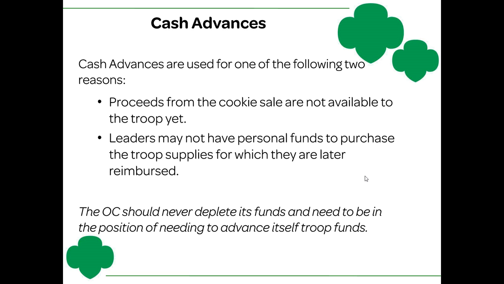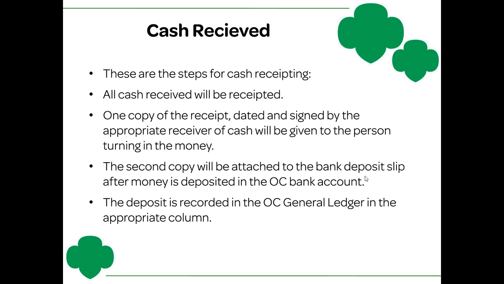You have cash advances. They're used for the following two reasons: proceeds from cookie sales are not available to the troop yet, or leaders may not have personal funds to purchase their troop supplies, for which they are later reimbursed. Now, it's very important: the overseas committee should never deplete its funds. In other words, you're not giving all your money out until you're done. It needs to be in the position of making advances, and it never needs to be in a position of needing advances itself from troop funds. As an overseas committee treasurer, you always want to make sure you are operating in the black. You're never in the negative.